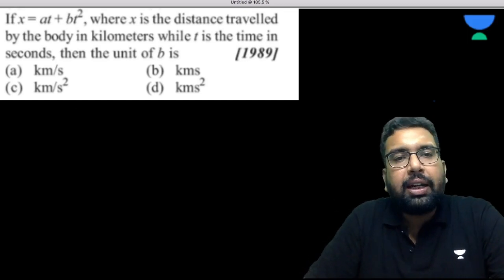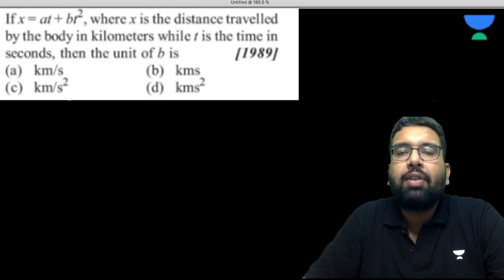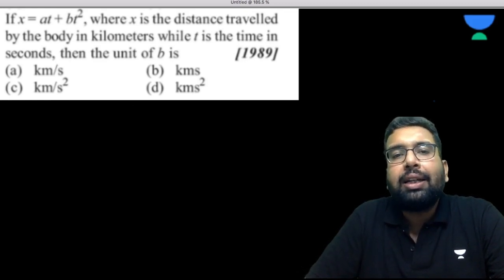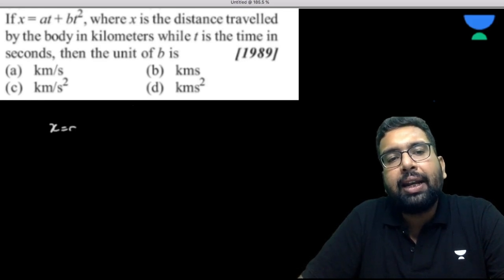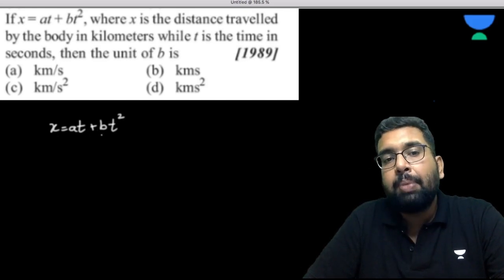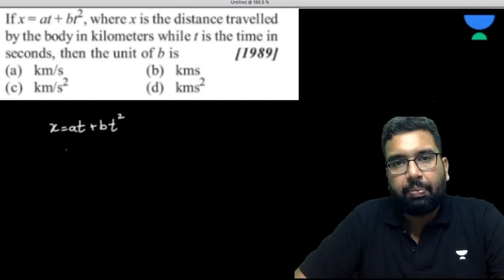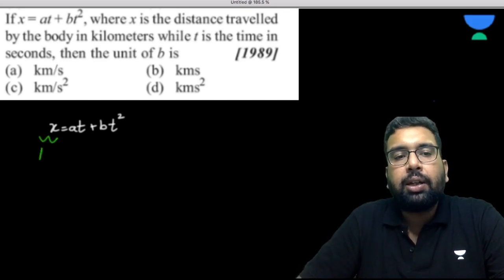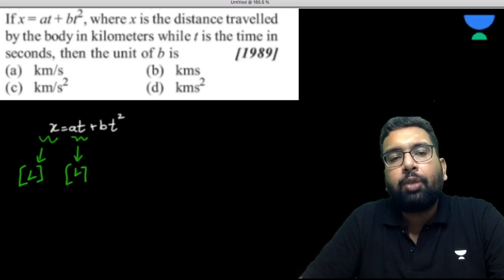So x is equal to 80 plus bt square, where x is the distance traveled by the body in kilometers, while t is the time. Now, from the principle of dimensional homogeneity, each term from the left-hand side to the right-hand side must have the same units, the same dimension. So what is the dimension of x? The dimension of x is L. What is the dimension of this term? It must be L.